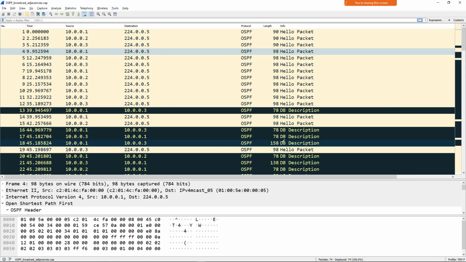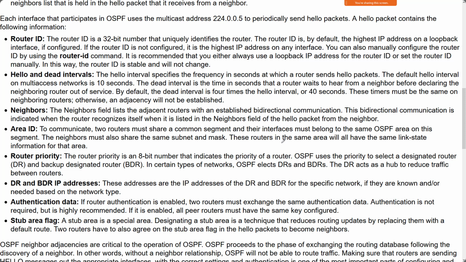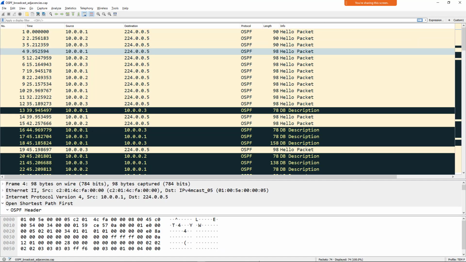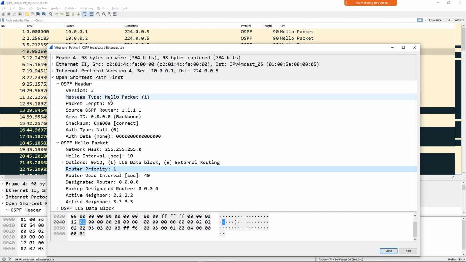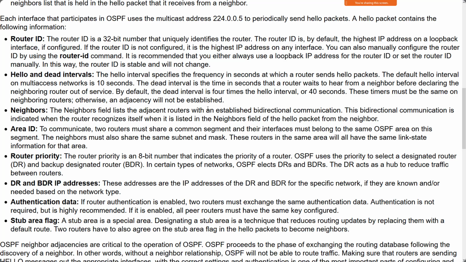So we're going to see this later on in the book, by the way. I kind of went ahead a little bit. But the reason I did is because they're talking about router priority and DR, BDR in this particular case. So if I look at my capture here, I can see that on this particular router, its priority is set to 1, and its router ID is set to 1.1.1.1. So I can use that information to determine who the DR and BDR is going to be for that particular segment.